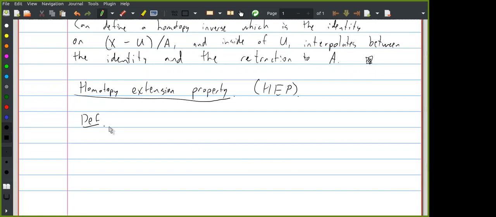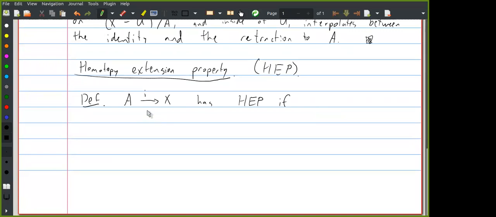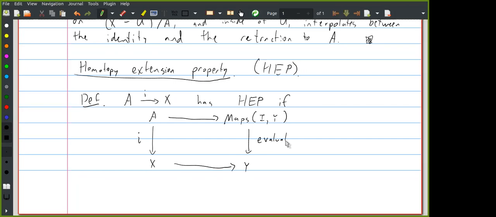So we'll say that a map of spaces has the homotopy extension property if in any diagram of the following form, there always exists a lift like this.